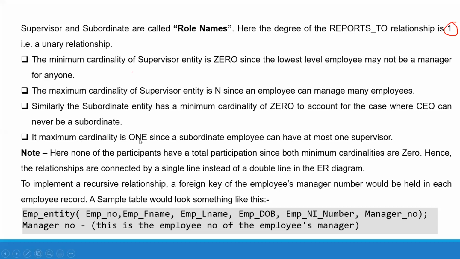Its maximum cardinality is 1, since a subordinate is an employee managed by only one employee. So at most we have only one supervisor or one manager. That's why the cardinality is 1. Here none of the participants have total participation. Both minimum cardinalities are 0. There is no participation between one employee and another employee, so the cardinality is 0. So it is normal.